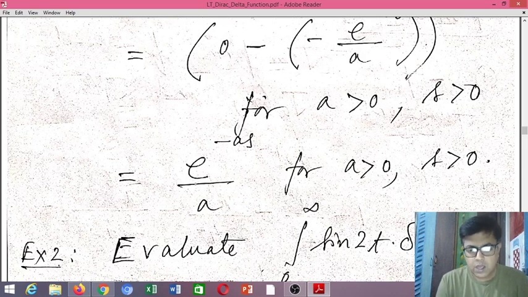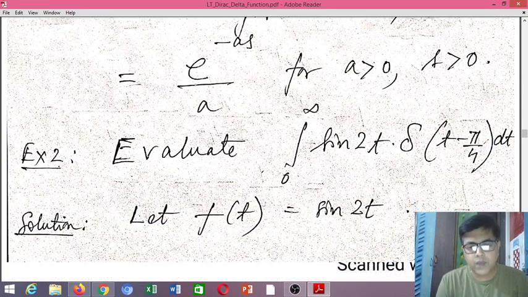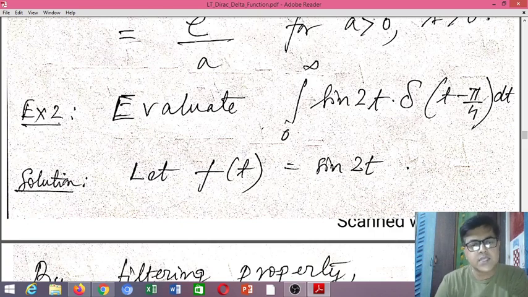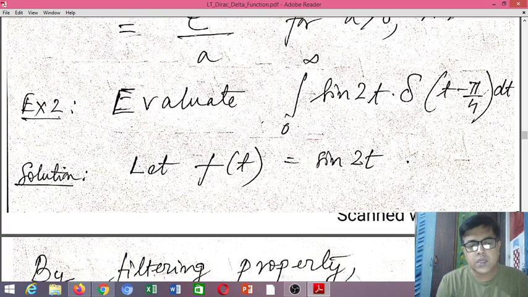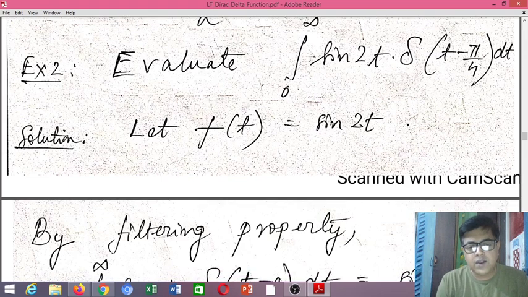Clear? Now coming to the second example, we see that evaluate integral 0 to infinity sine 2t delta t minus pi by 4 dt, right? So in this case, what we do is that we first assume that the function f(t) be equal to sine t. Okay, so if we assume f(t) equal to sine t, we know the filtering property.